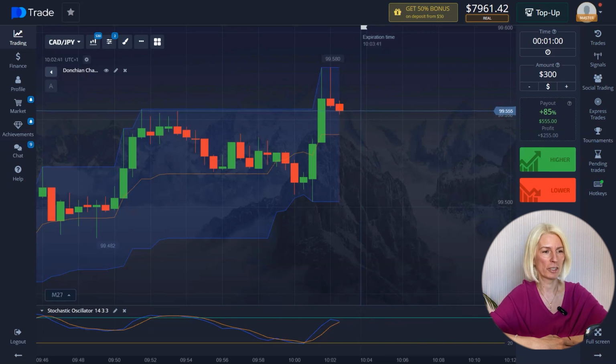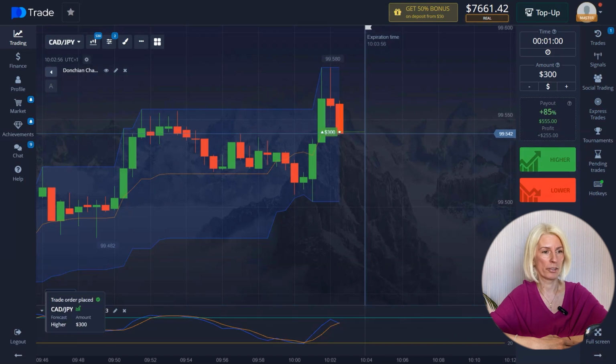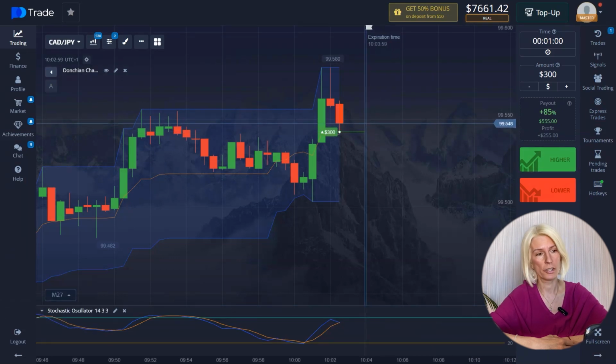After the transaction was completed, the price began to decline while the quotes tend to the middle line of the Donchian indicator. But after reaching it, the movement slows down and conditional resistance at this level now becomes support. I open a trade for a higher price movement. The bid is $300 for 1 minute.